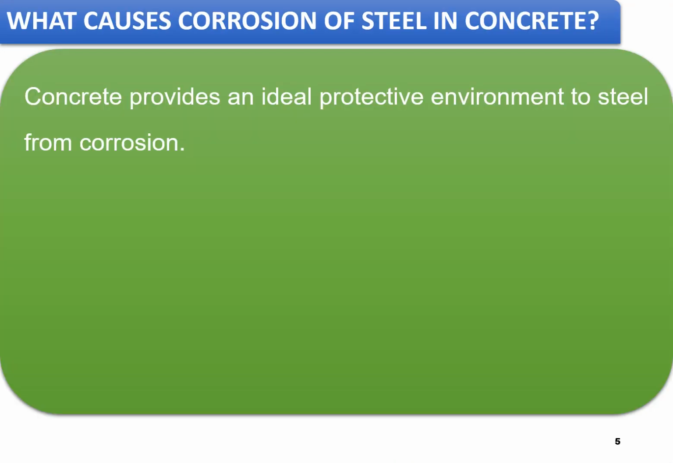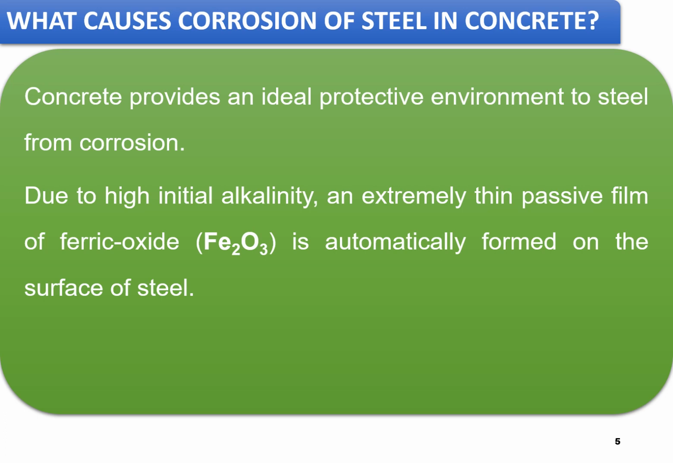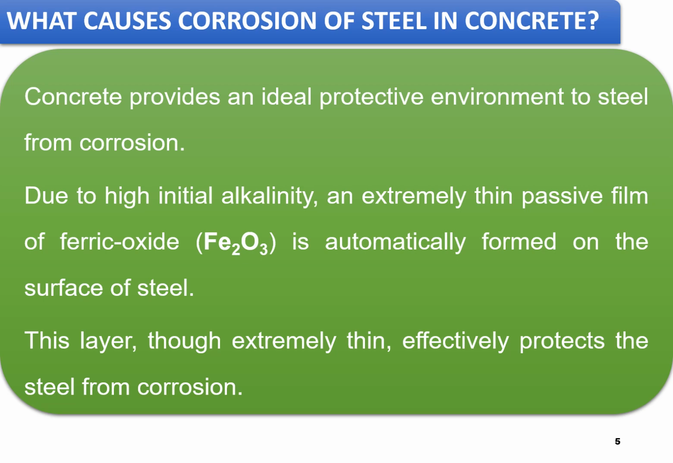What causes corrosion of steel in concrete? Concrete provides an ideal protective environment to steel from corrosion. Due to high initial alkalinity, an extremely thin passive film of ferric oxide is automatically formed on the surface of the steel. This layer, though extremely thin, effectively protects the steel from corrosion. So ferric oxide acts as a protective layer on top of the reinforcement steel.